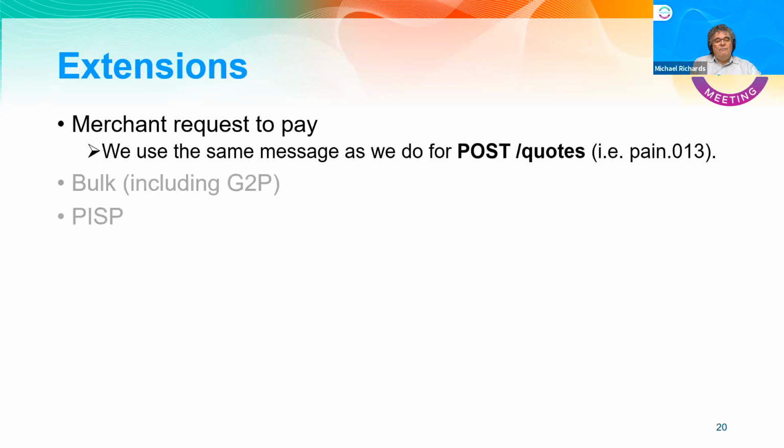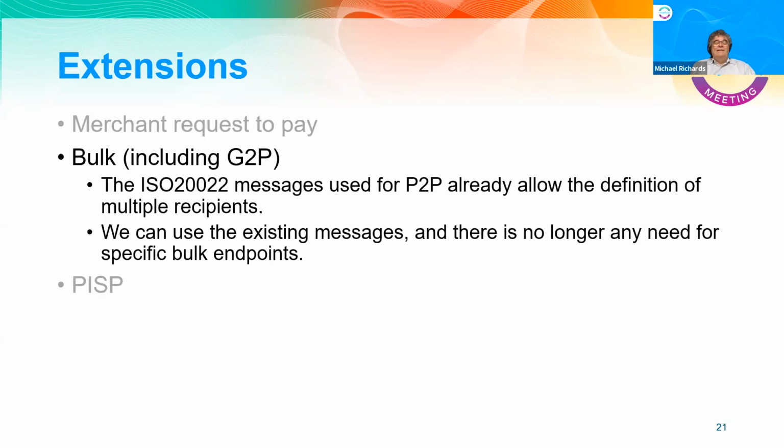The question of bulk is actually much easier in ISO because the existing messages allow the definition of multiple recipients. So we can use the existing messages. There will no longer be any need for specific bulk endpoints, though we could support them, but using the same message structures. The only exception to that, as I think I said before, is that the pain.013 doesn't allow multiple creditors, whereas all the other things do. But I'm hoping that that's just a temporary glitch.